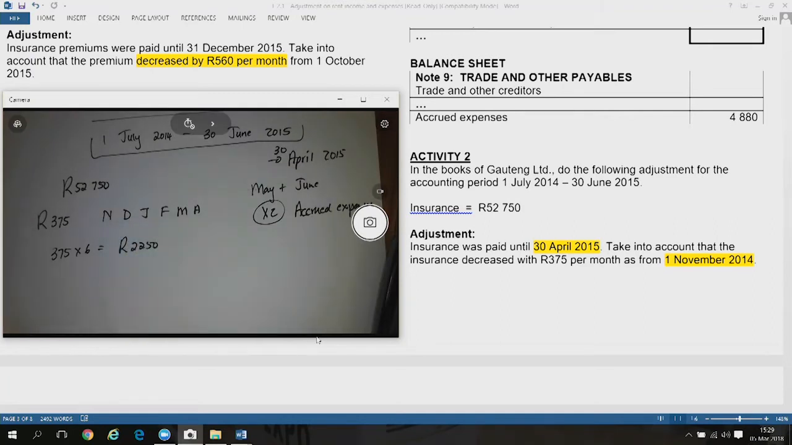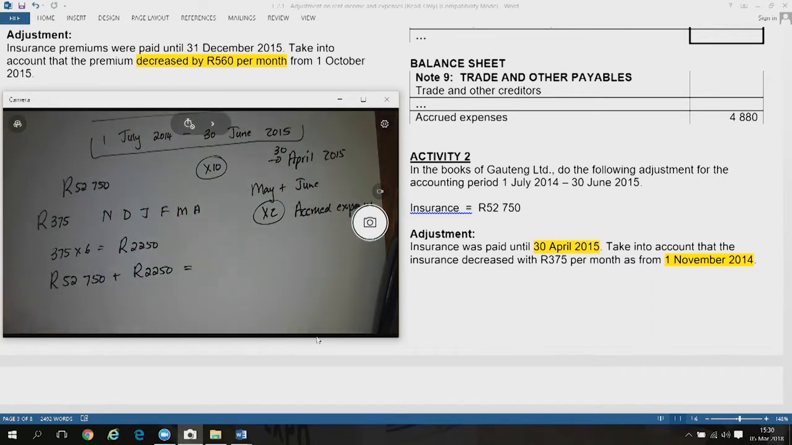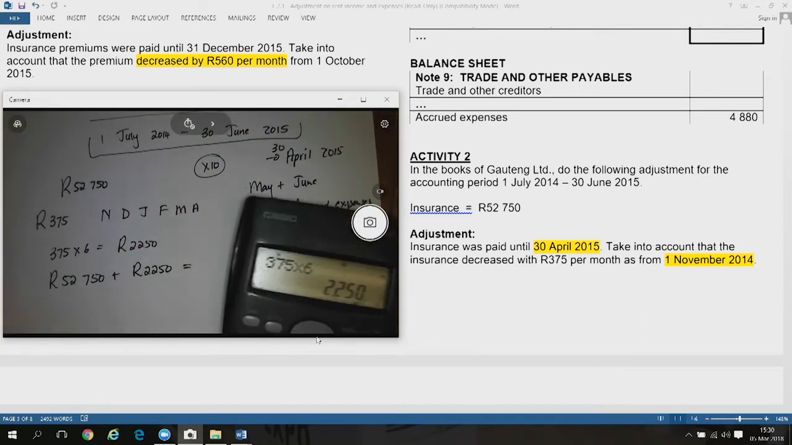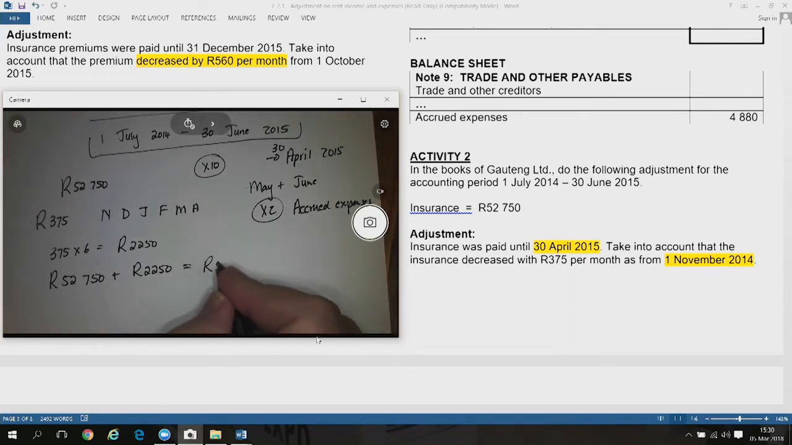Remember, there's a decrease, and because of the decrease, we are going to add 52750 plus 2250. Why did we add? So that we can divide by 10. We cannot divide it by 10. Then remember, it was 10 months. You cannot divide it by 10 if you didn't add the decrease. So that gives you plus 52750. That gives you 55,000 Rand. Minus, divided by 10. There you go. That gives you 5,500 Rand per month.